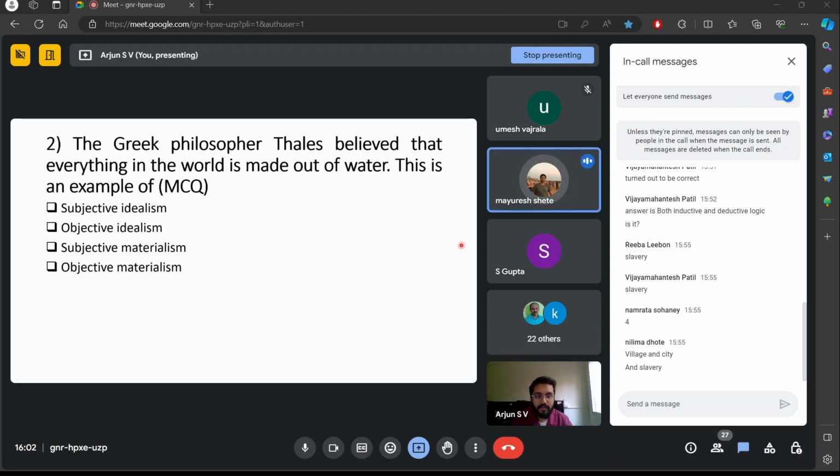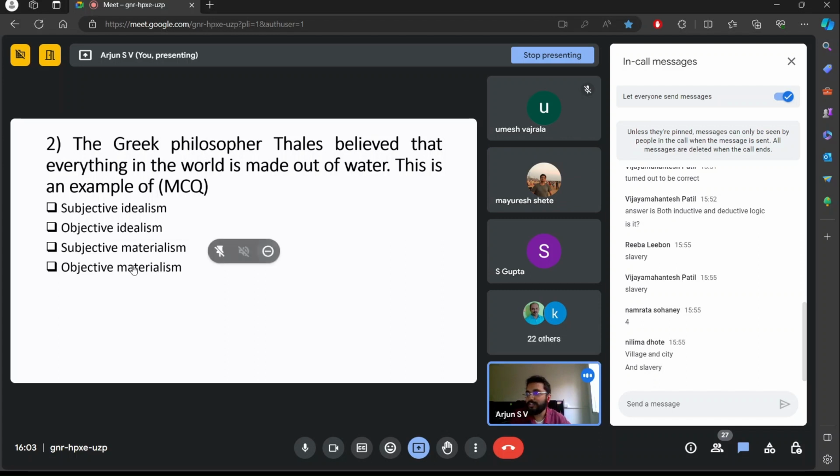Mayuresh here. It should be subjective materialism, right? Yes, subjective materialism can be an answer, but why do you think so? Because water is a material first of all, and it was thought by Thales, and further generations would have thought that it was Thales' approach and believed in him. So it was subjective. He believed in that. Perfect, perfectly said. So the answer is subjective materialism only.